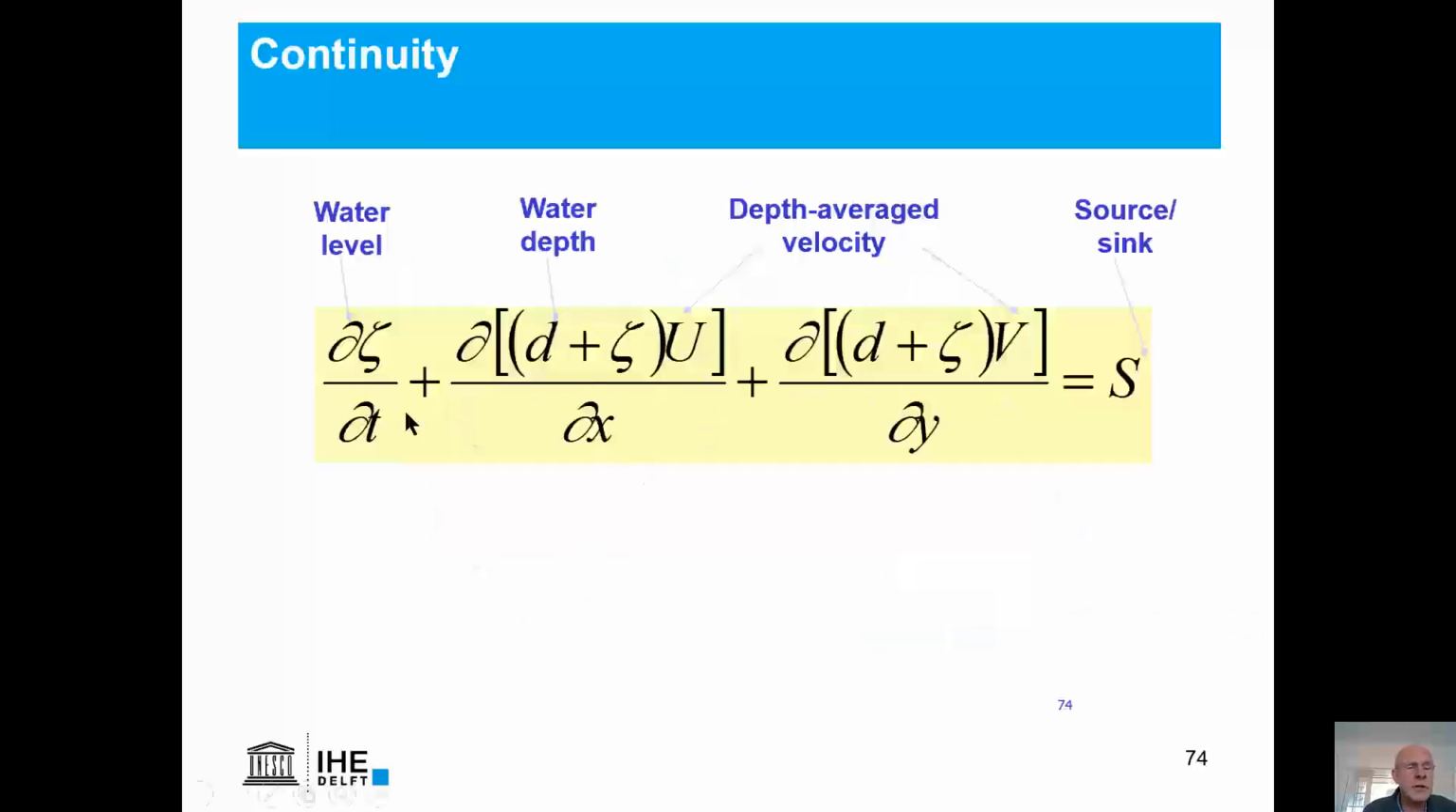In the continuity equation, we use zeta, or Zs, for the water level. It varies in time as a function of the gradients in the discharge. And the local discharge is the water depth, in this case positive downwards, plus the water level, that's the total water depth, times the velocity in the u direction, the x direction, and the velocity in the v direction. And we can have a source or sink in terms of pumping, or in a coarse model we might include the discharge of a river as a source.